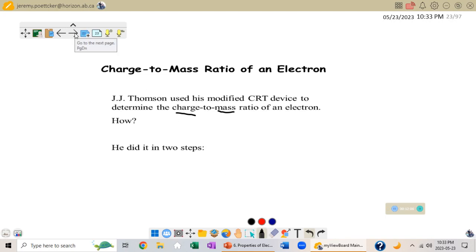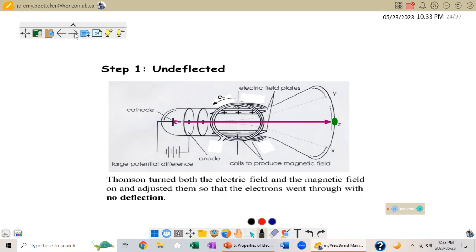So he used basically two steps. First of all, he turned on the electric field and the magnetic field and adjusted them so that the electrons went through with no deflection.